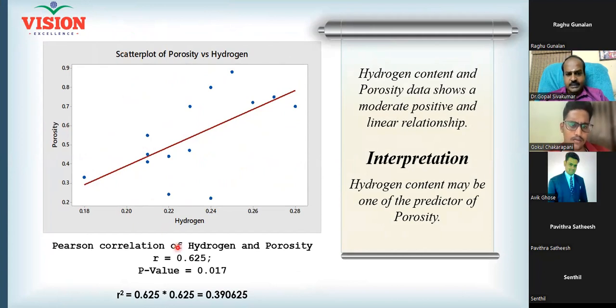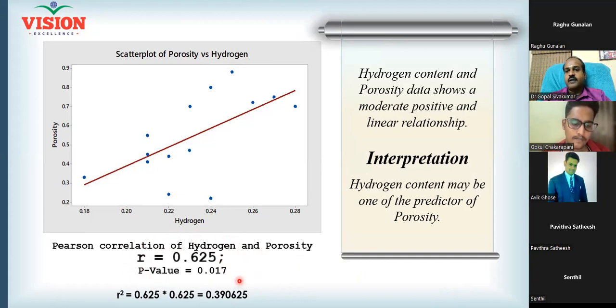Moderate. That is confirmed with the R value. See here, the R value is 0.625. And that is again confirmed with the P value. The P value is 0.017. That means, one of you tell me, what is the estimated type 1 error here?